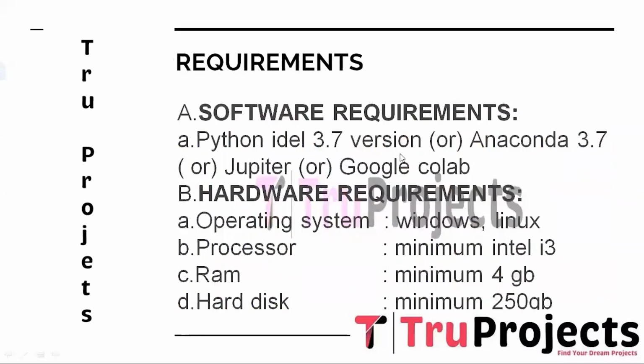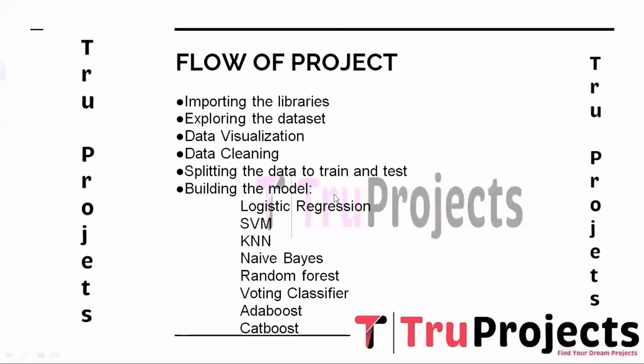These are the basic requirements that are needed to build this project. The software requirement: Python IDLE with version 3.7, or Anaconda with version 3.7, or Jupyter, or Google Colab. Hardware requirements: operating system as Windows or Linux, processor of minimum Intel i3, RAM of minimum 4 GB, hard disk of minimum 250 GB. To know about the flow of the project, these are the steps we need to discuss.